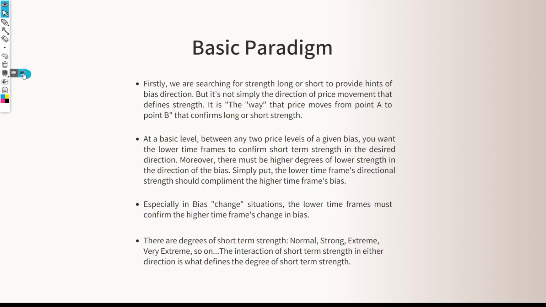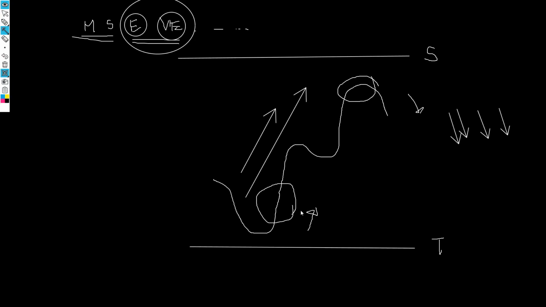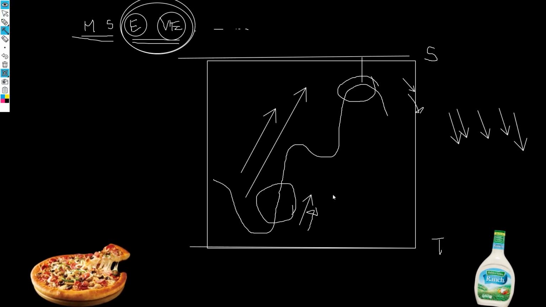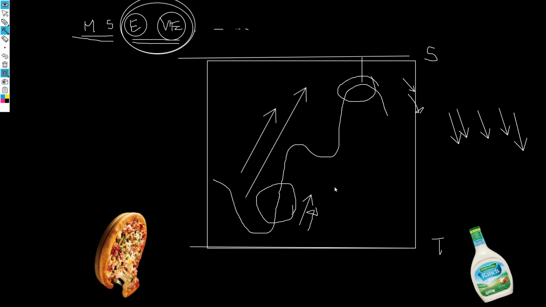Okay, let's wrap it up on the blackboard. So if the bias is short, it's okay to have long strength on the lower time frames in these areas, right? So that's the direction that we want price to go for the pullback. But when price starts to near that main stop loss level, we want to start seeing signs of short-term short strength, because that's the direction we want it to go. And moreover, in this entire price action between these two price levels, we want to see higher degrees of short-term short strength, for it is a short bias. So in this way, we want the lower time frames to complement the higher time frame's bias. All right, so let's go on to number 3.